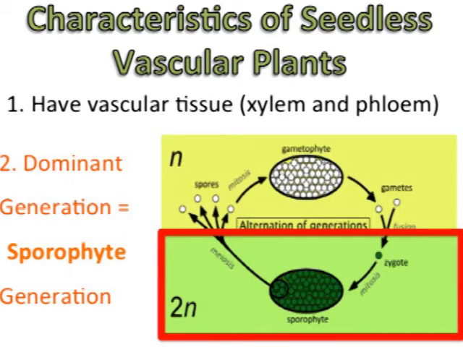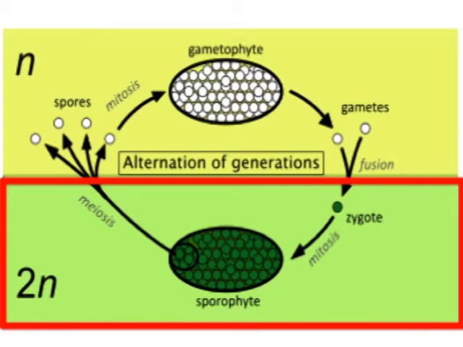Contrary to non-vascular plants, all vascular plants have sporophyte as a dominant generation. Again, the sporophyte is the diploid phase of the life cycle. This means that the actual plants that you observed in lab were the sporophytes.